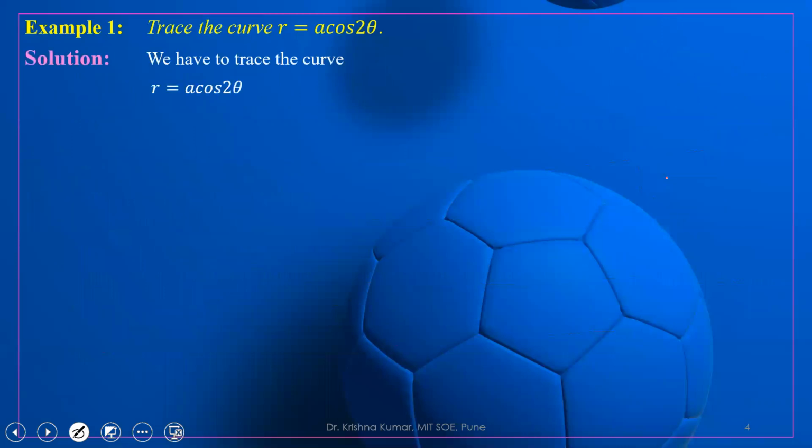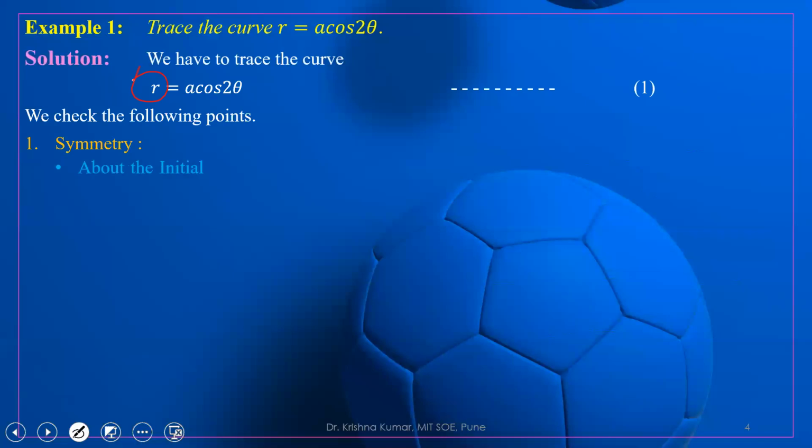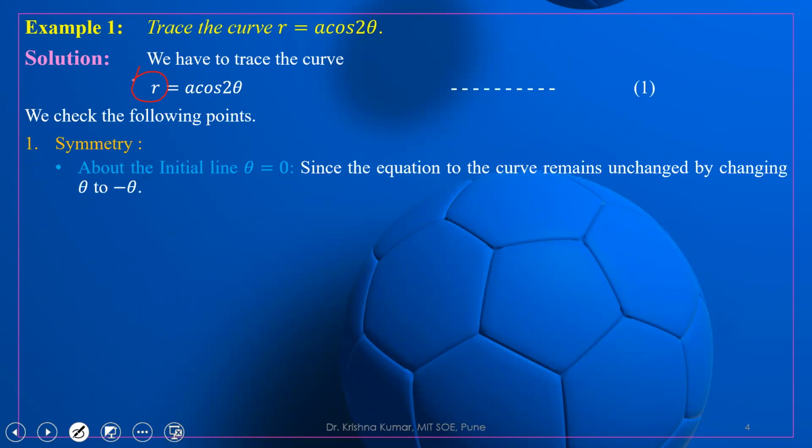Clearly, this curve is not symmetric about the pole. Why? Because the power of r is odd; the power of r is 1. So it is not symmetric about the pole. About the initial line theta equal to 0: if we replace theta by minus theta, the equation of the curve does not change. Therefore, the curve is symmetric about the initial line theta equal to 0.